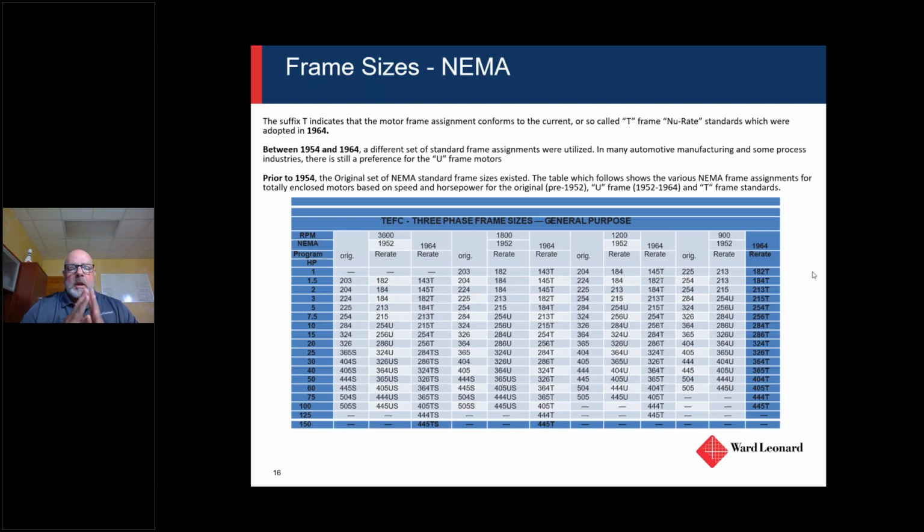Okay. So we talk about frame sizes. There has been over years and years and years. I've been doing this for a long time, so definitely not back in the 50s, but I have worked on pre-NEMA motors and U-frame motors, and over my 30 years in this business, all that stuff's just really kind of changed. When you look at the difference between what the re-rate is, that would just be, after 1964, they standardized on a NEMA frame, T-frame motor.